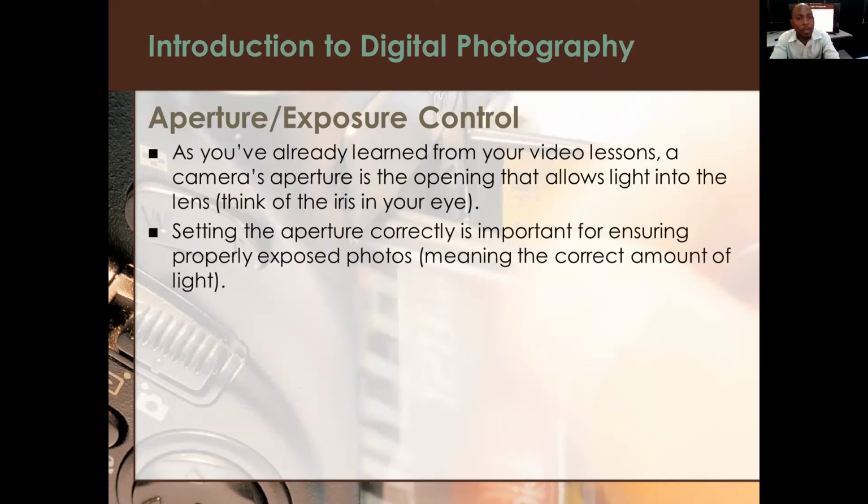Okay, so we're at aperture and exposure control. As you've already learned from your video lessons, a camera's aperture is the opening that allows light into the lens. Think of the iris of the eye. It opens and closes, letting in more light or less light. So if you're indoors and it's not that lit, it will dilate. When you go outside, it will contract, get smaller. That's basically like a camera.